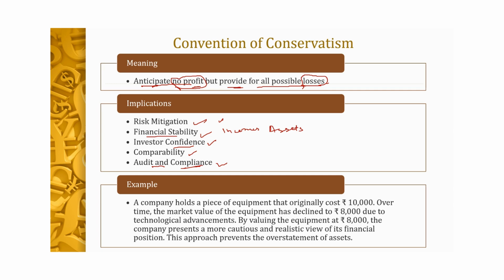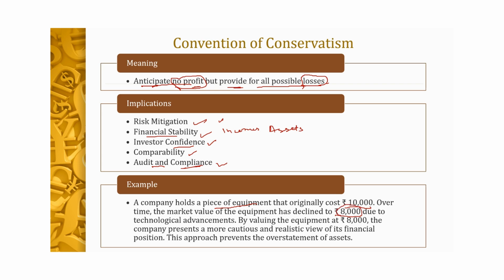A company holds a piece of equipment that originally cost 10,000. हमारे पास equipment है जिसकी original cost 10,000 है. But over the period इसकी जो market value है that has been declined to rupees 8,000.